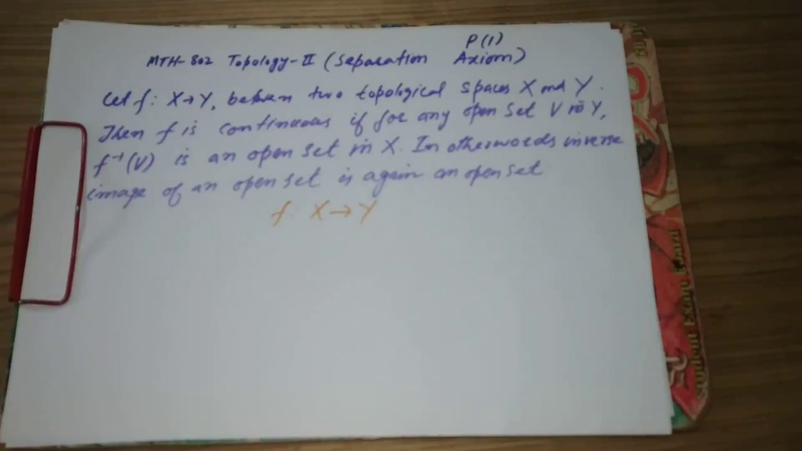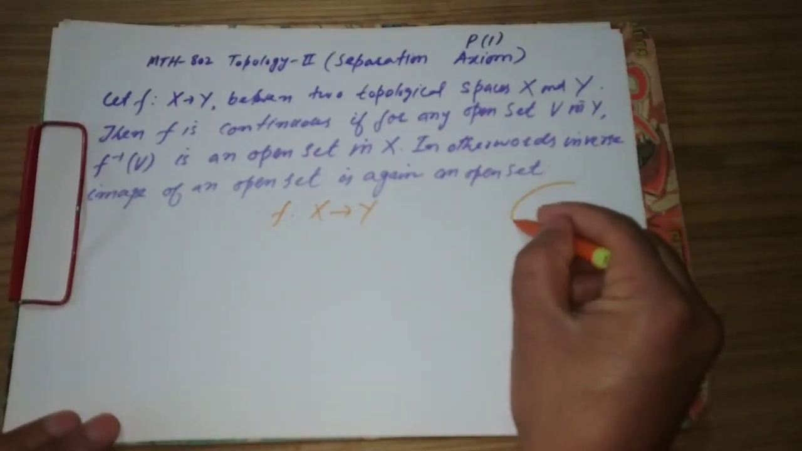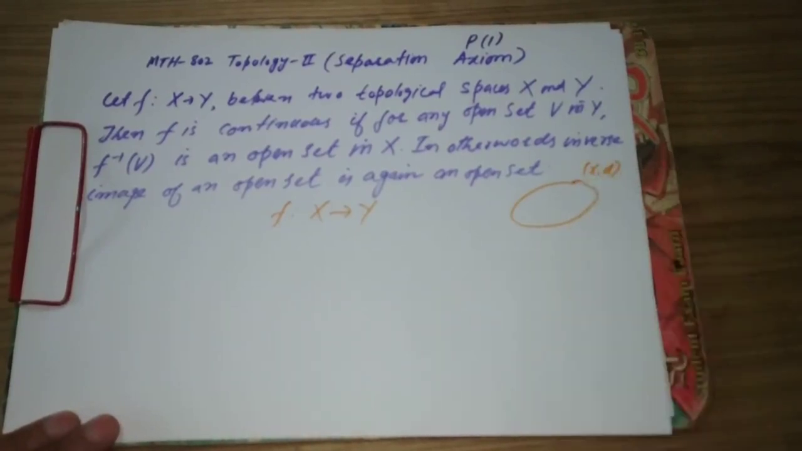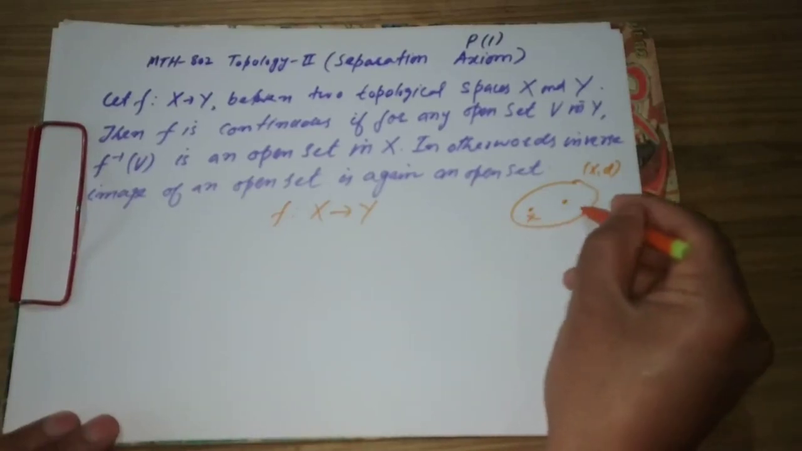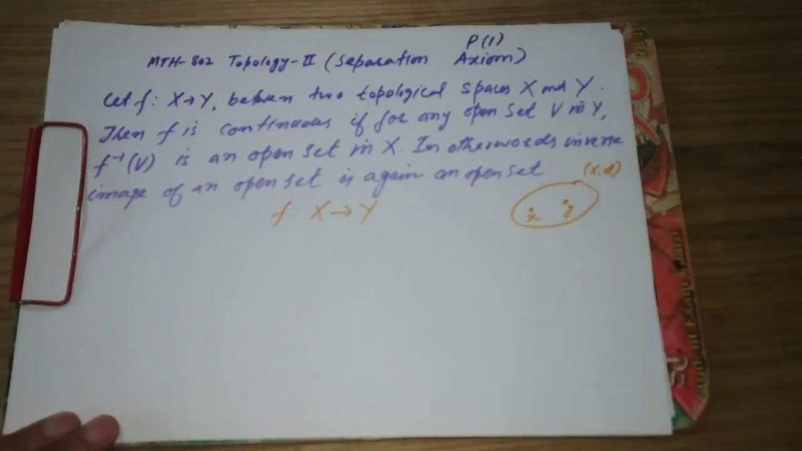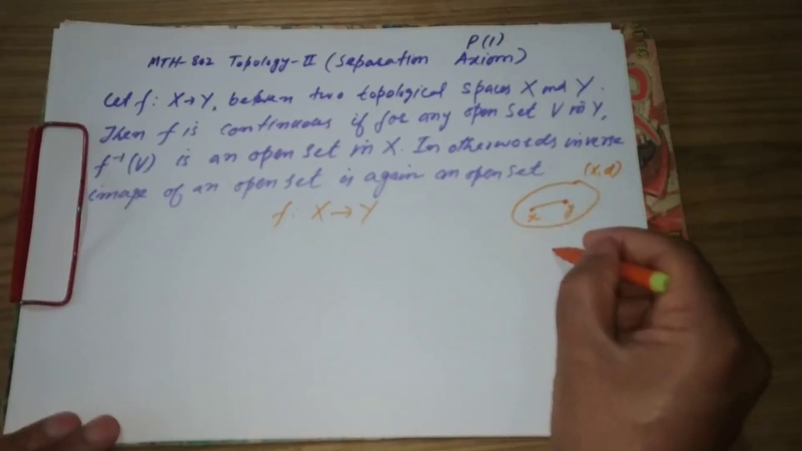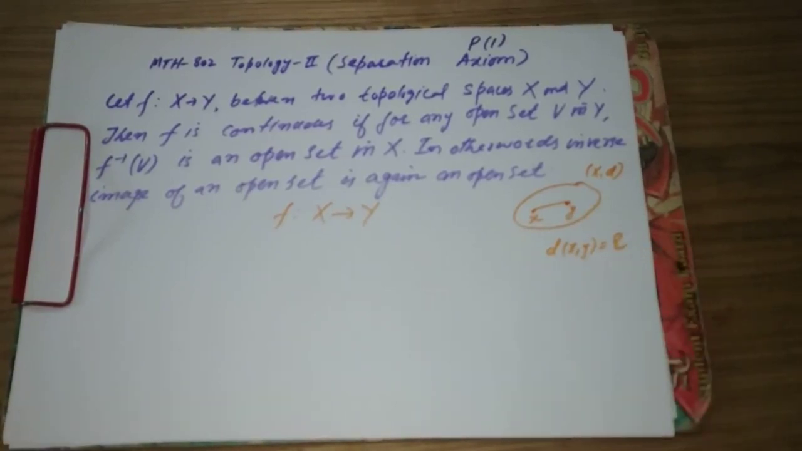Now you are all familiar with the fact that in a metric space, any two distinct points can be separated by disjoint open sets. If (X, d) is a metric space, then take any two distinct points x and y of this metric space. Since the points are distinct, the distance between these two points must be some positive number r.